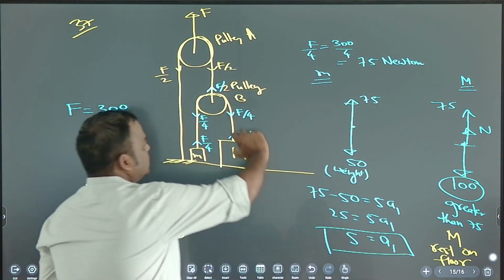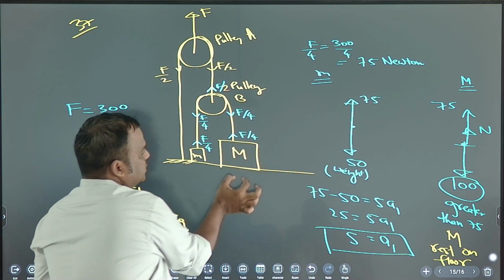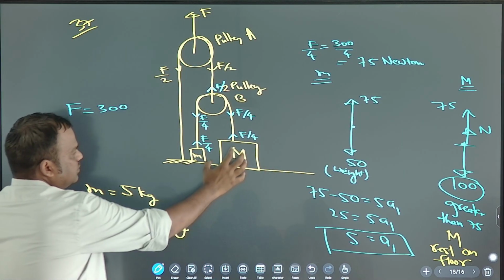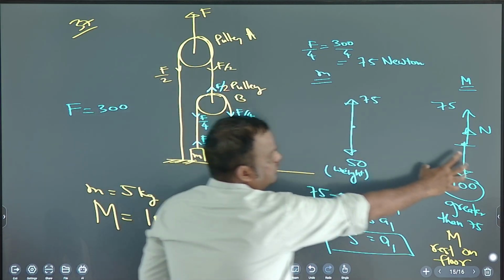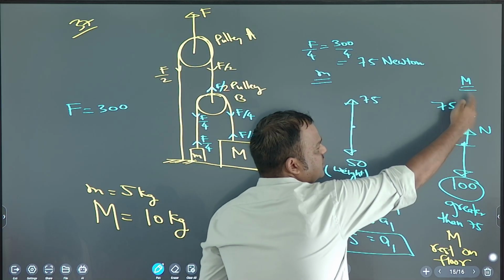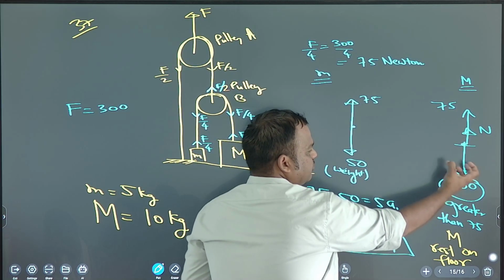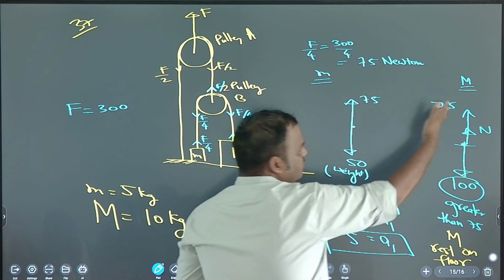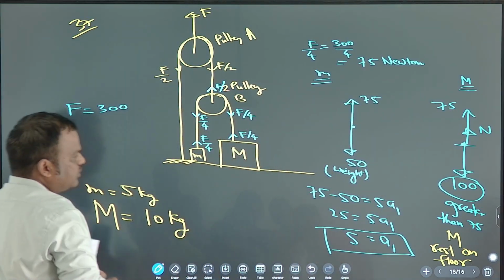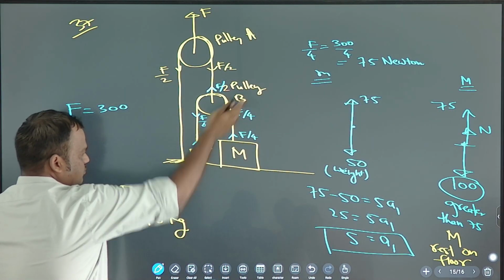So upward force is 75, downward force is 100. 75 is not sufficient to lift it. How much minimum force is needed to lift it? Weight is 100, so minimum force is 100. Now 75, so M does not lift.